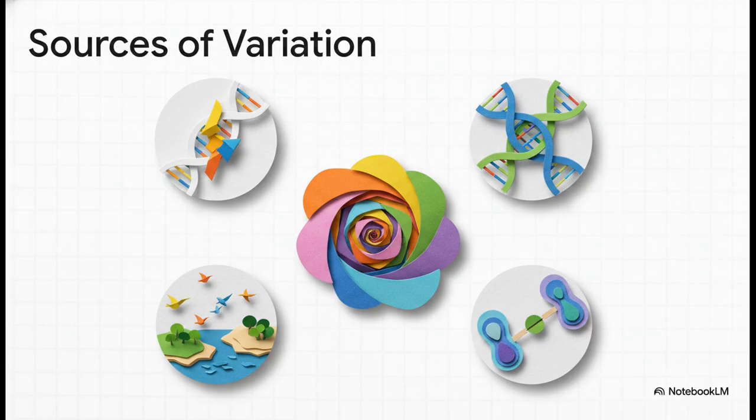Then we have sexual reproduction, which reshuffles these genes into entirely new unique combinations. We also see gene flow, as migrating individuals carry their distinct genetics between different populations. And, fascinatingly, there's horizontal gene transfer. This is where organisms, particularly bacteria, swap genetic material directly with each other. It's almost like trading playing cards, completely bypassing traditional reproduction altogether.